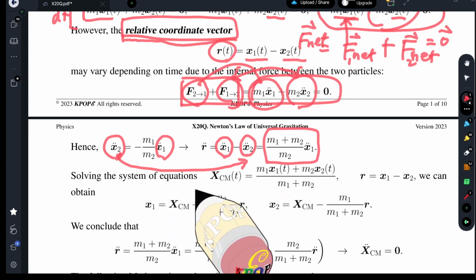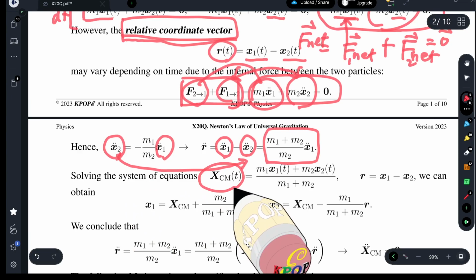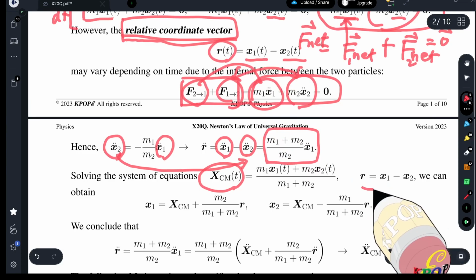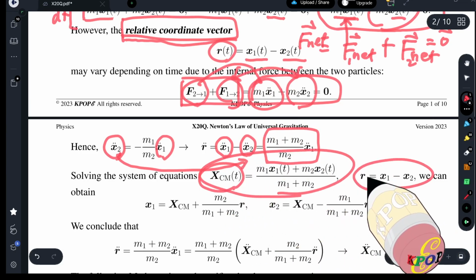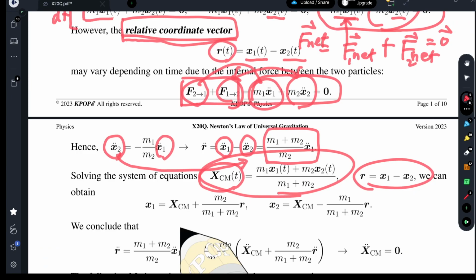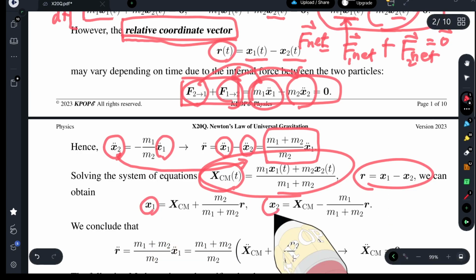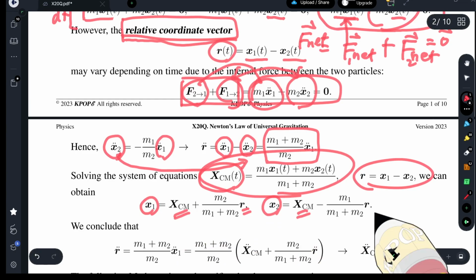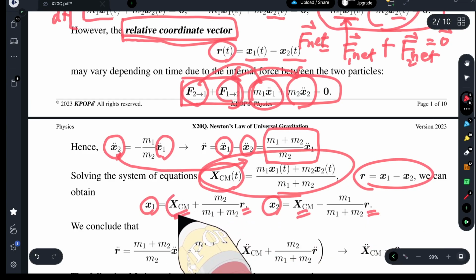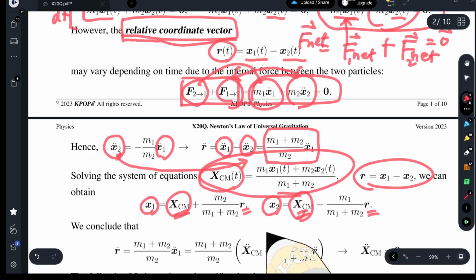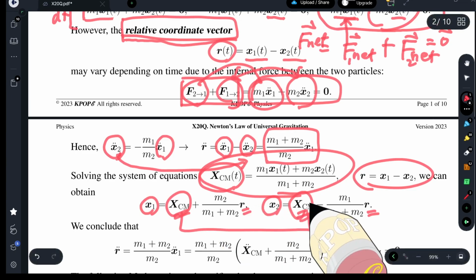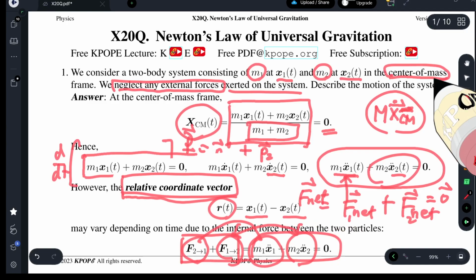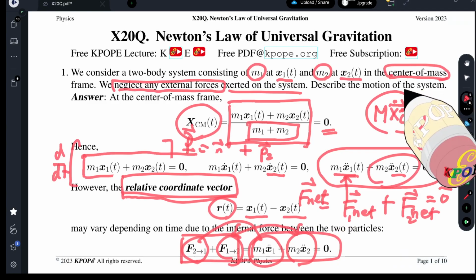Solving this system of linear equations, this is the definition of the center of mass, and we have a relative coordinate vector. Using these two relations, I can always express x1 and x2 as a linear combination of xm and the relative coordinate vector. You will find that this xm is common, and these two cancel, that disappears at the center of mass frame, at which the center of mass is placed at the origin.